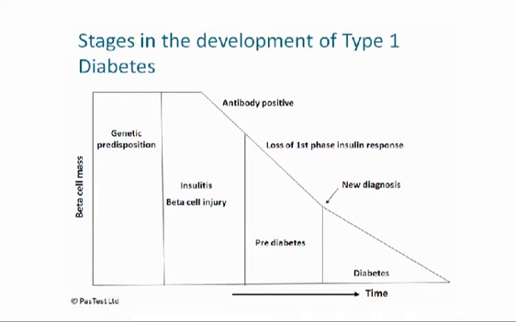These are the stages in the development of type 1 diabetes. Some children have a genetic predisposition. The beta cell mass, which is on the y-axis, dwindles if there is insulitis and beta cell injury, at which stage usually children become antibody positive. Thereafter is the phase of pre-diabetes, where there is loss of first phase insulin response. And after a variable period of time, the child is diagnosed with newly diagnosed type 1 diabetes.